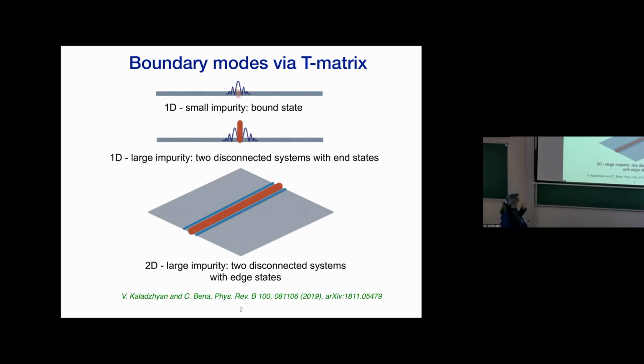If I'm in 2D, I can do the same thing by adding a one-dimensional line impurity. And when I take the potential of this impurity to infinity, the bound states associated with this impurity are going to be edge states, what we know as edge states of a two-dimensional system.